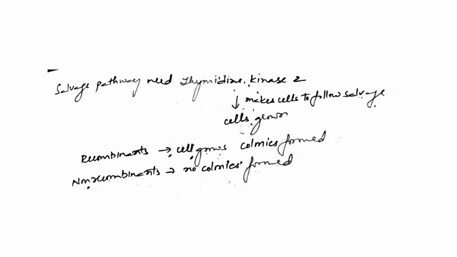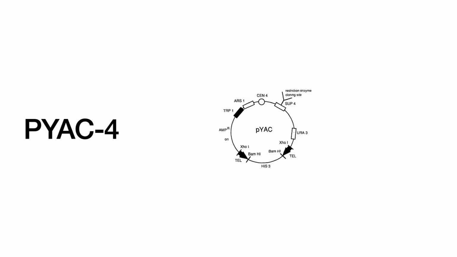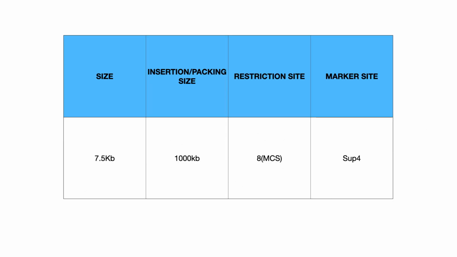But if the gene of interest is not incorporated, then they do not have the thymidine kinase. Hence, they cannot follow the salvage pathway and they die. So, they are the non-recombinants. Another yeast artificial chromosomal vector is PYAC4. Its size is 7.5 kb and its insertion or packing size is 1000 kb.